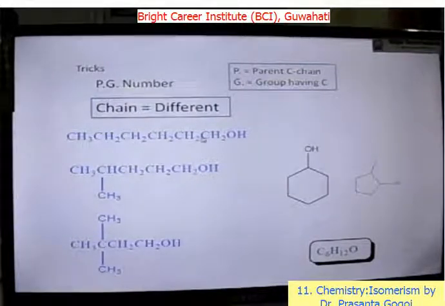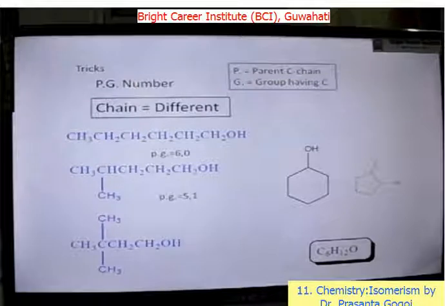Suppose these are the three examples, whether it is chain isomers or position isomers. So number 1 should be counted from this side, because the OH group is attached to this carbon directly. So number 1, 2, 3, 4, 5 and 6. So the parent carbon chain is 6, and there is no carbon substituent present in this molecule. So the PG number should be 6, 0.